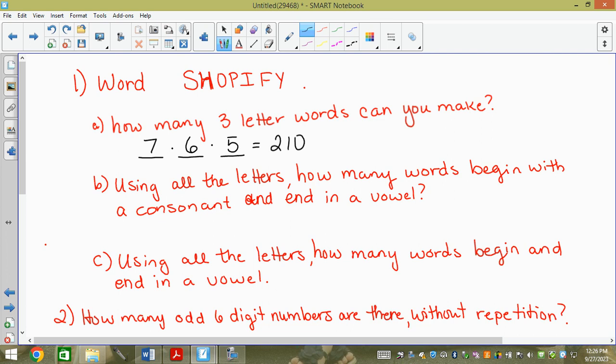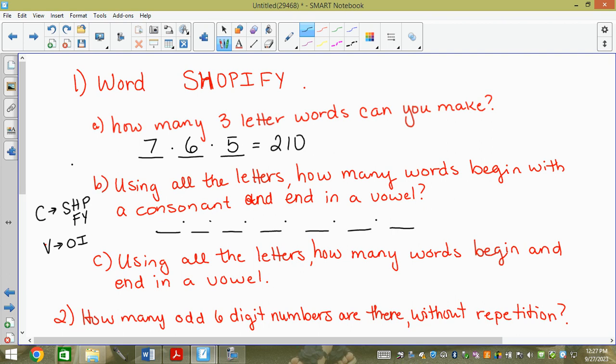So using all the letters, how many words begin with a consonant and end in a vowel? So we're using all of the letters. We want to make a word with all of the letters. So how many letters do we have? 1, 2, 3, 4, 5, 6, 7. Now I want to begin with a consonant and end in a vowel. So for consonants, I have S, H, P, F, Y. And then for vowels, I have O and I.